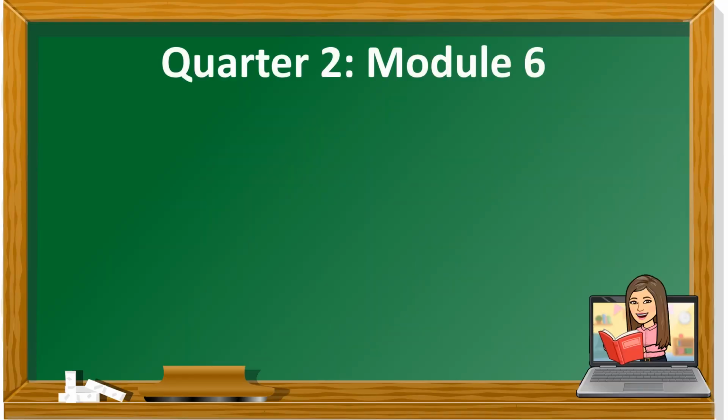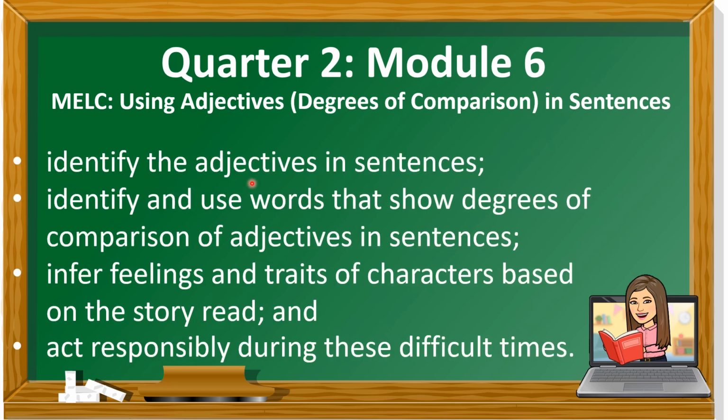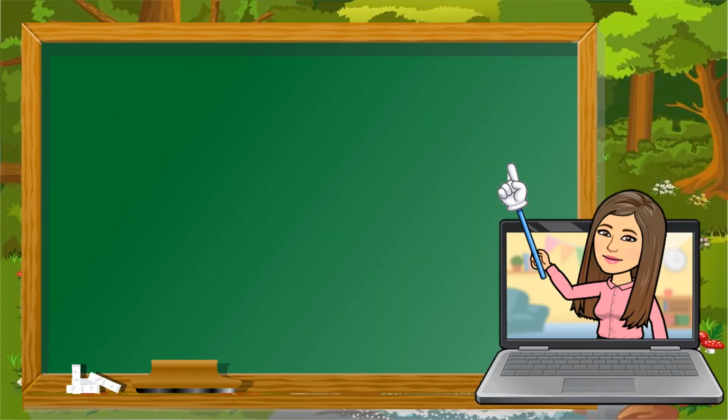Today we're going to talk about Quarter 2, Module 6. It is melc-based, using adjectives, degrees of comparison, and sentences. Objectives are: identify the adjectives in sentences, identify and use words that show degrees of comparison of adjectives in sentences, infer feelings and traits of characters based on the story read, and act responsibly during these difficult times.